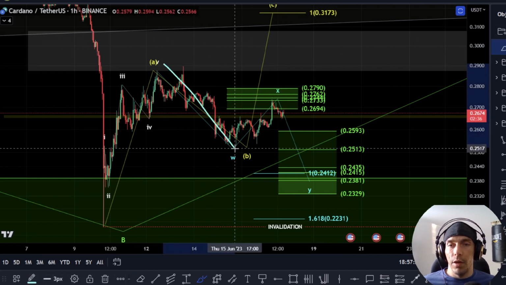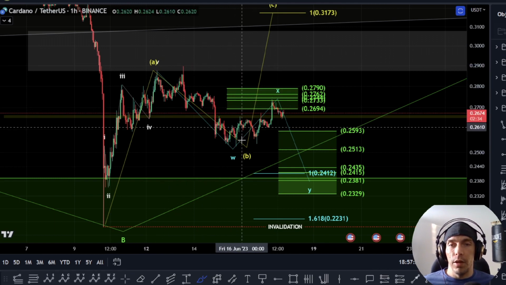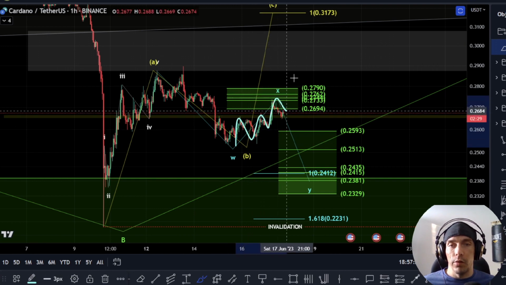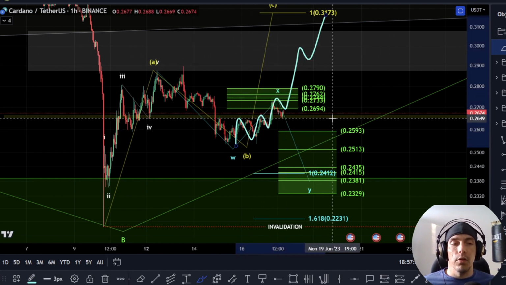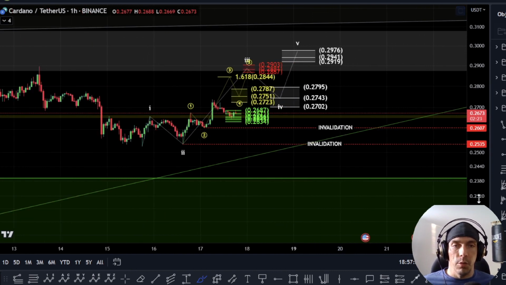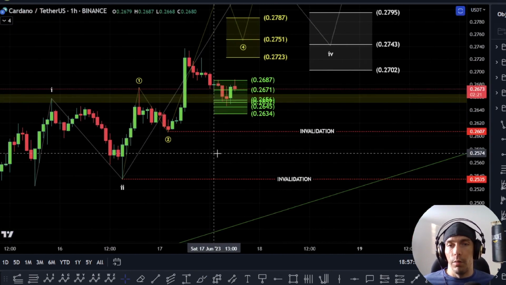Though, technically speaking, we've done enough here that this could be completed. So if this is completed, what we could have here is a series of 1s and 2s, in which case we could be looking to push to the upside. So that would look something like this. And I'm going to come in closer here again, and we're going to go over this potential.